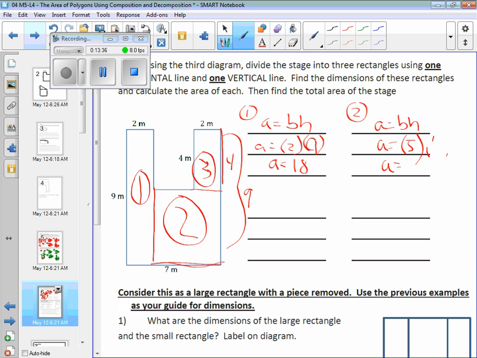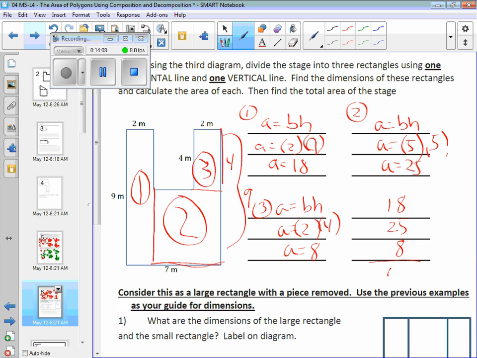Alright, and then shape 3, luckily it's right in front of you again, so we're okay. Base out loud. 2. What's the height? 4. Area is? Alright, we gotta add all 3 numbers. What should you get? It works.